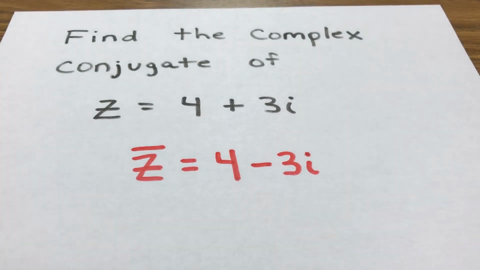And we're done. It's that simple. When you're taking a complex conjugate, you always switch the sign on the imaginary part. 3 turns into negative 3. Let's take a look at another example.